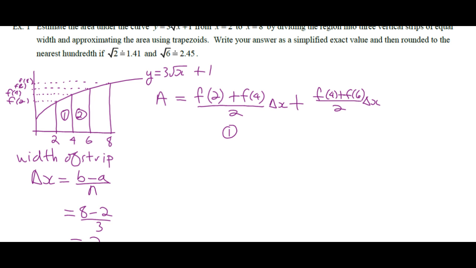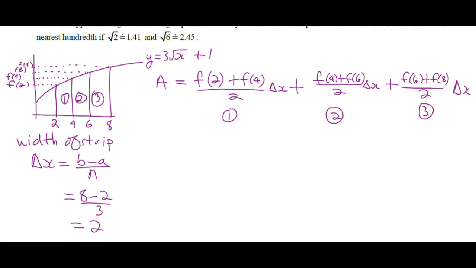So this is area 1. This is area 2. And the third area is going to be b1, f of 6, plus b2, f of 8, over 2, right? The over 2 is because of the half in the formula, it's 1/2, b1 plus b2, and then h. And so that's area 3.